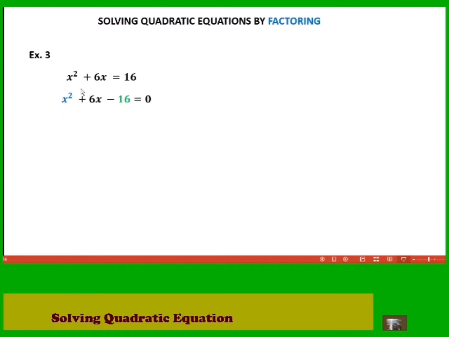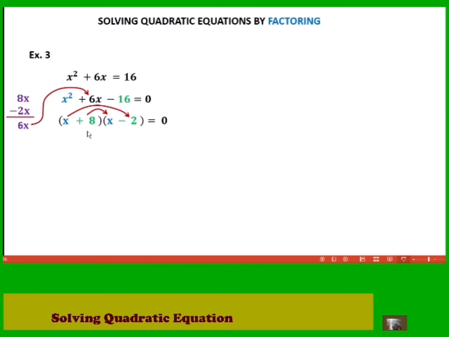Another example, x squared plus 6x equals 16. Arrange the terms into standard form of the equation. Factor out the left side of the equation. The factor of x squared is x times x, and the factor of negative 16 is positive 8 and negative 2. So that if we multiply 8 times x and x times negative 2, the sum is positive 6. We got the middle term.